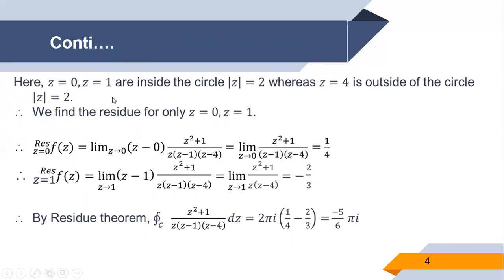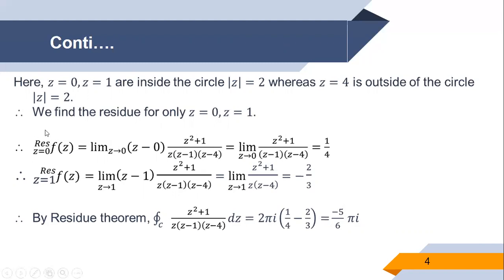So now only 2 points, 0 and 1, are inside of the circle mod of z is equal to 2, and 4 is outside. So we find the residue only at 0 and 1, because 4 is outside. So z is equal to 4 is not affected of our region.